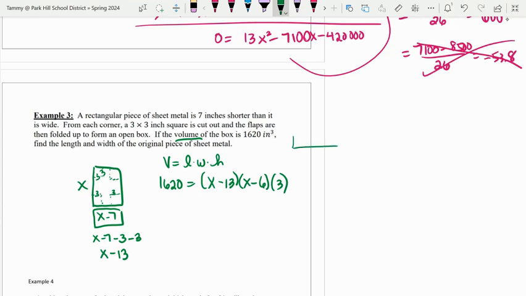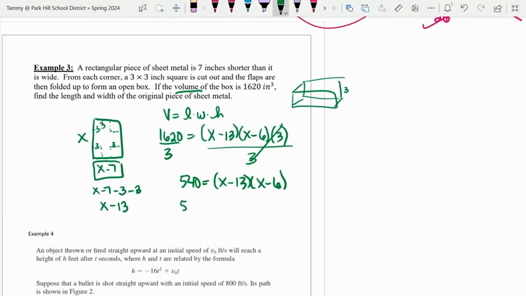So I have this box going on here. Let me draw one real quick. So my height is the 3 because I cut out those 3 from each corner. Not such a nice thing here. Let's see, does 1620 divide by 3? Let's make our lives easier now. It does. So I'm going to get rid of this 3 over here right now. I'm going to divide both sides by that 3. And when I divide it by 3, I got 540 equals x minus 13 times x minus 6.